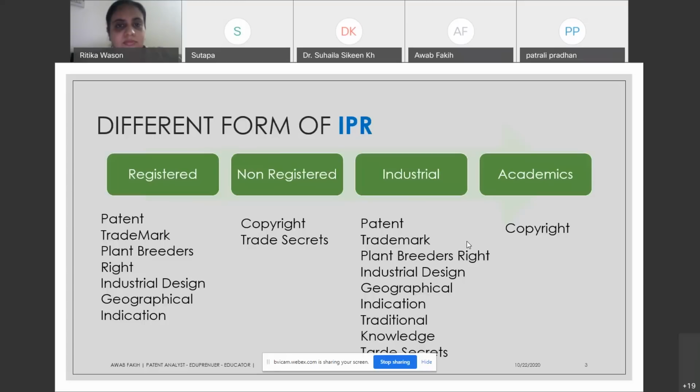The second one is industrial and academia. The industrial includes the patent, trademark, plant breeder's right, industrial design, geographical indication, traditional knowledge, trade secrets, and so on. Academia only includes copyright. The copyright consists of literature, dramatic, and artistic work, but very important, it does not include any industrial process. That's it. So that's a broader bifurcation of the different types of IPR into two different segments: registered and non-registered, and industrial and academia.